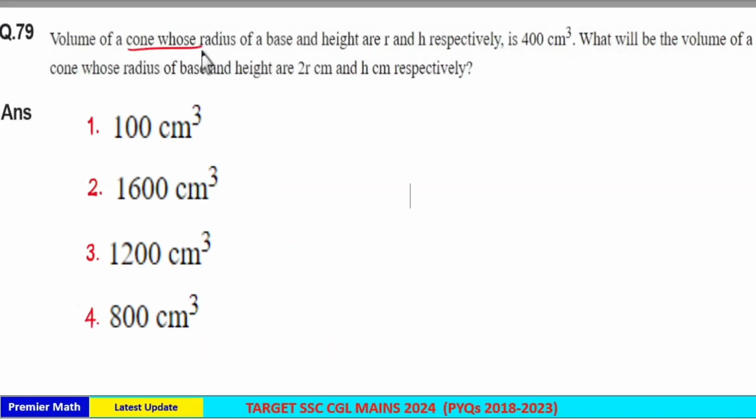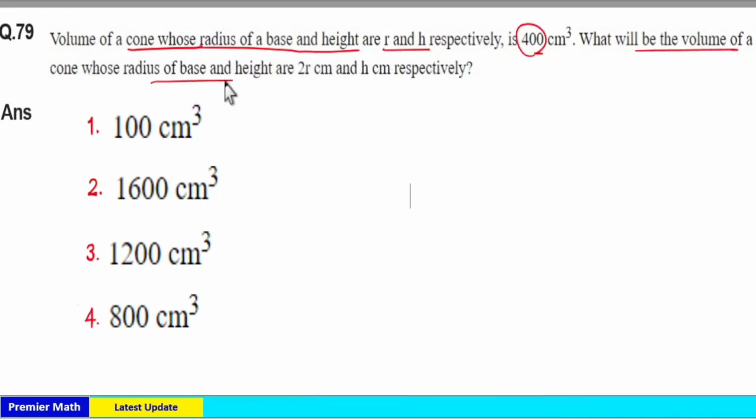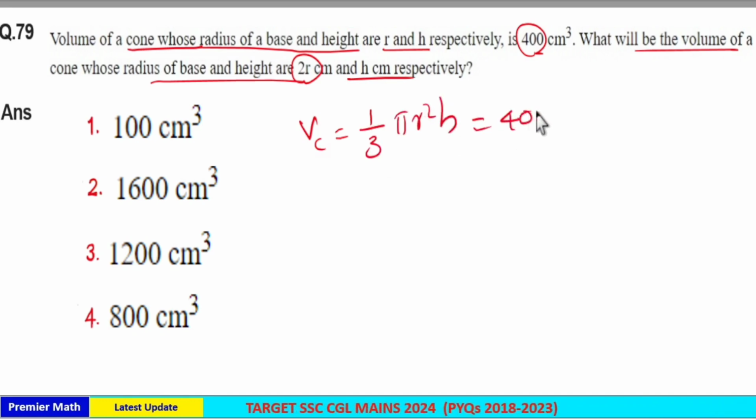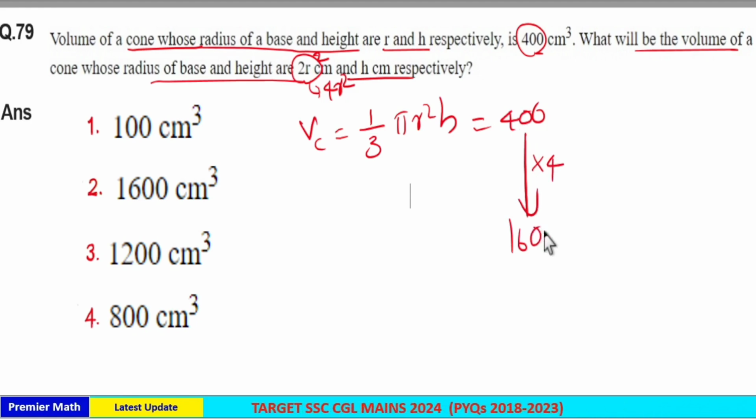Volume of a cone whose radius of base and height are r and h respectively is 400 centimeter cube. What will be the volume of a cone whose radius of base and height are 2r centimeter and h centimeter respectively? Here volume of cone is equal to 1 by 3 pi r square h, which is given as 400 centimeter cube. Now radius changed to 2r and height is same, which means 2r square is equal to 4r square, in that case volume changed to 4 times the initial volume, that is 400 into 4 is 1600. Option 2 is your answer.